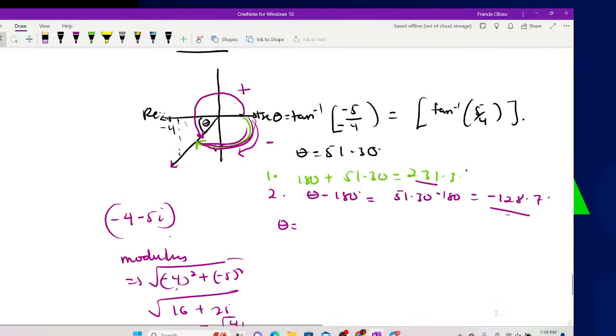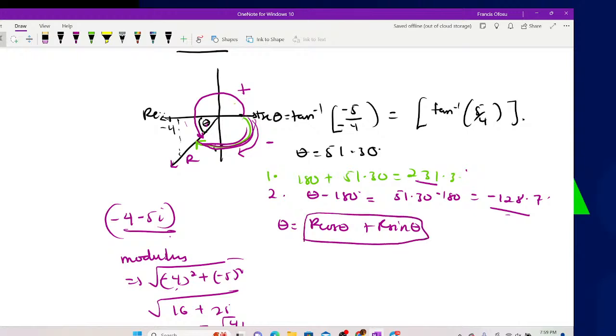From the Argand diagram, if I know the modulus as, let's say, r, and I know theta, using r cos theta plus r sin theta i, I can get this linear form back again. So now let's check. Root of 41 cos of the first convention, which is what?